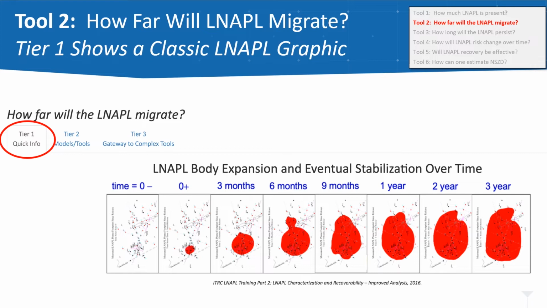it go any further. In addition, there's a lot of biodegradation going on via this natural source zone depletion process that also helps curtail the migration. So that's what we show in Tier 1, this graphic. These LNAPL bodies, most of them are stable.